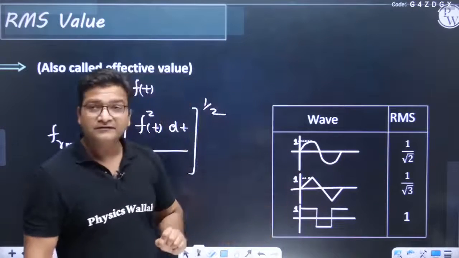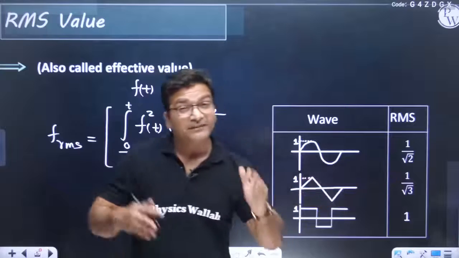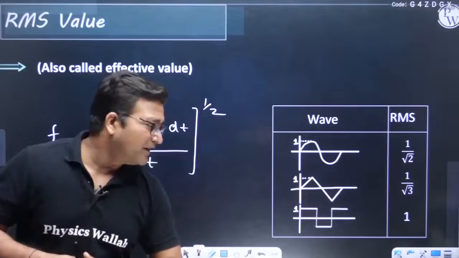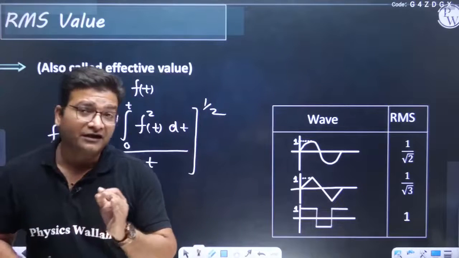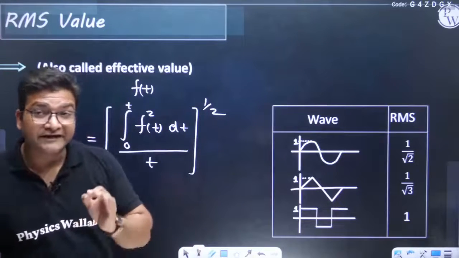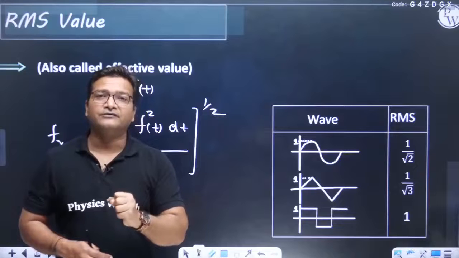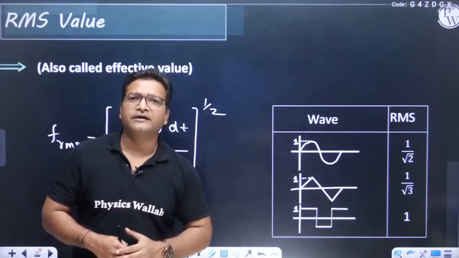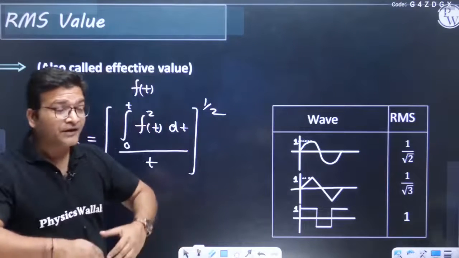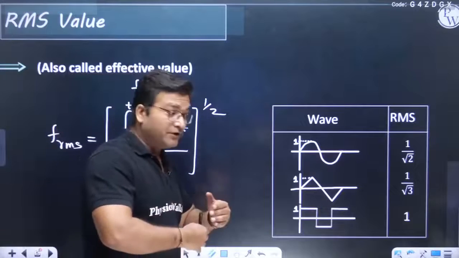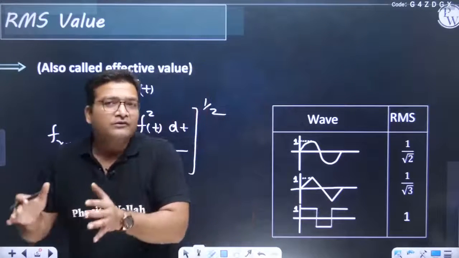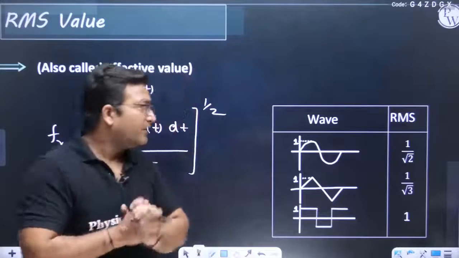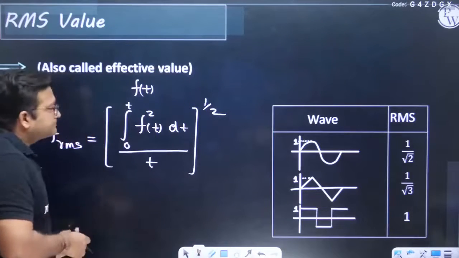The triangular pulses have their RMS value as 1 by root 3, and square pulses have their RMS value as 1. So RMS values are very important, because they are called the effective values in alternating circuits. The RMS values in fact produce the same effect as an equal DC value would create. So always remember this point.